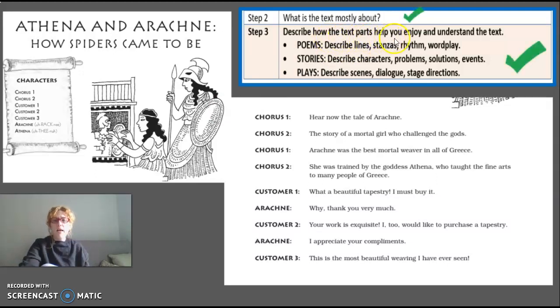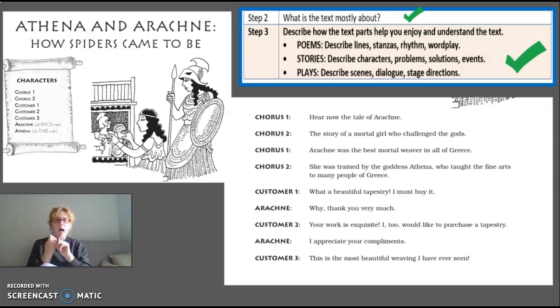Describe how the parts help you enjoy and understand the text. Well, I know that plays describe scenes, dialogue, and stage directions. In the first page I have my characters, so I know who I'm going to be reading about. And then I have the dialogue of each character, so each character knows when it's their turn to read. And I also saw before the stage directions, which help the characters know what they're supposed to do. All right, all of these parts together really help me understand what the play was about.